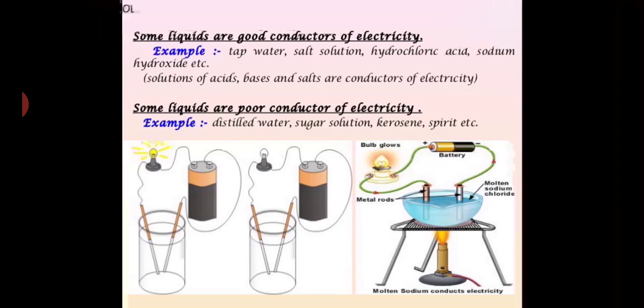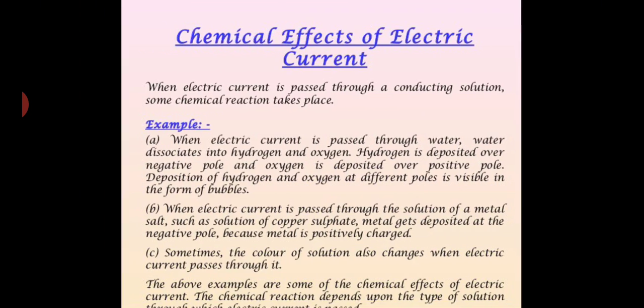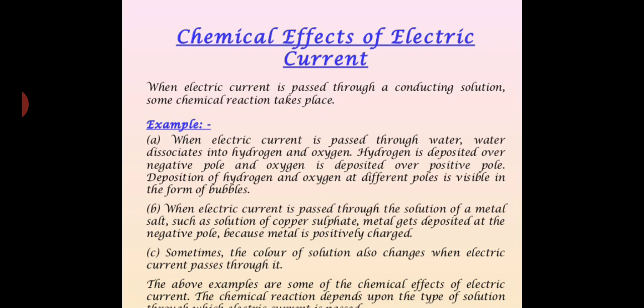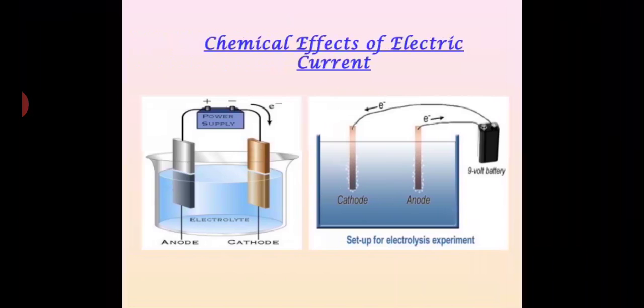Some liquids are good conductors of electricity and some liquids are poor conductors of electricity, as you can see in the examples. Chemical effects of electric current. When electric current is passed through a conducting solution, some chemical reactions take place. There are different chemical effects that could be seen: formation of bubbles, evolution of a gas, change in color, change in temperature are some of the examples of chemical effects of current.